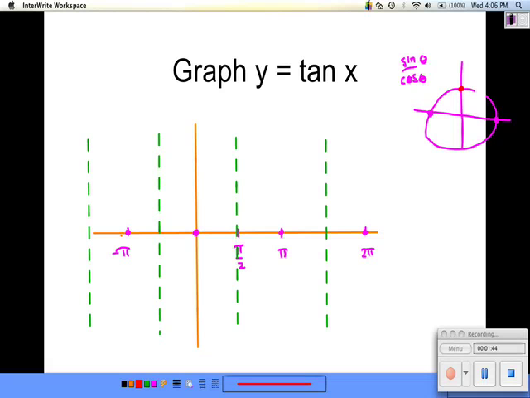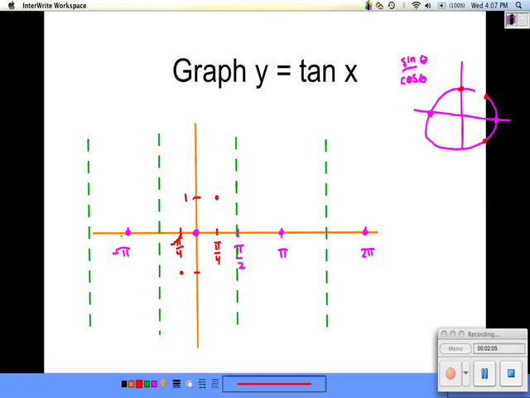Now if we look at pi over 4, that's there. The sine and cosine are the same, so the tangent is equal to 1. Negative pi over 4, sine and cosine are opposites, so the tangent is negative 1.